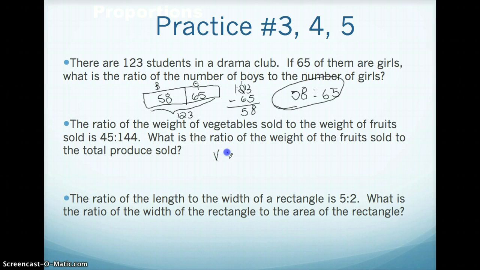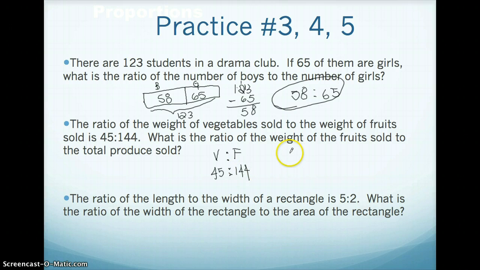So we have vegetables to fruits, and we have to categorize and label like this. And so it is 45 to 144. Make sure you are labeling and putting them in the correct order. What is the ratio of the weight of fruits to the total produce sold?